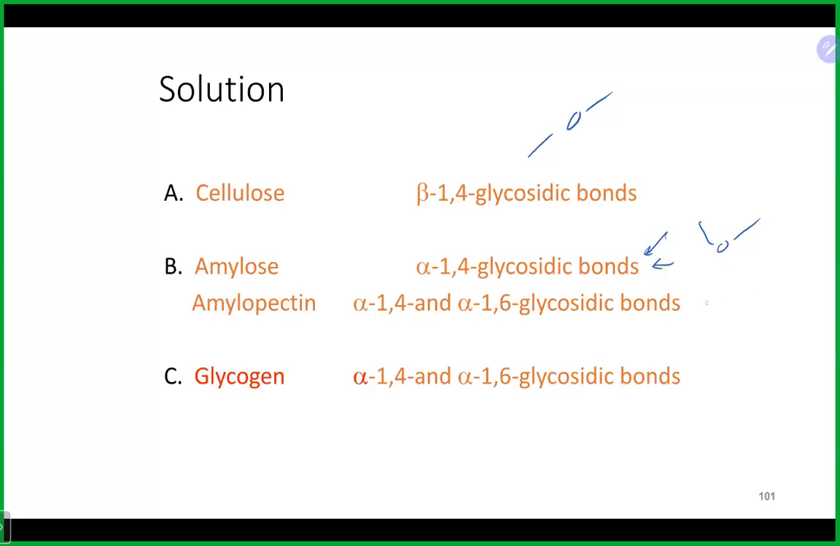And this guy's got both the alpha 1,4 and also the 1,6 connection happening there. And that's at those branch points, so it's much more branched. And glycogen has the exact same bonds, except that it's much, much more highly branched than amylopectin. Any questions on that?